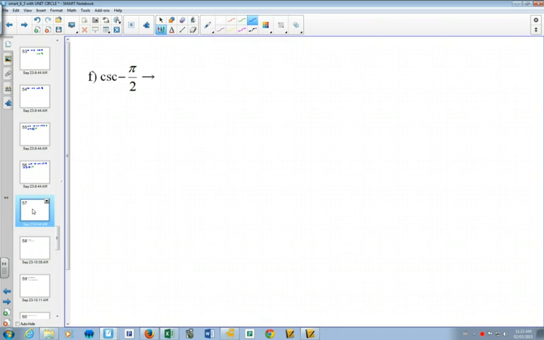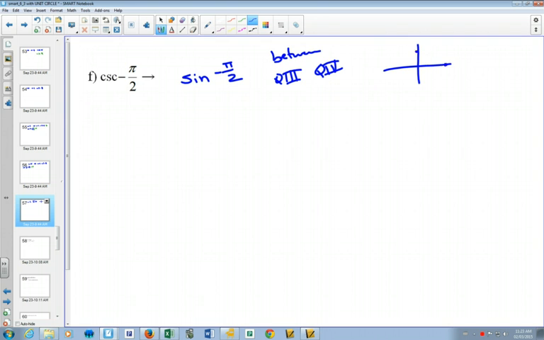Finally, cosecant of negative pi over 2, we're going to think about sine of negative pi over 2. That ends right on the axes family, right? It's between quadrant 3 and quadrant 4. So anytime that we end on our axes family, I really want you to think about the unit circle. You know what the coordinates of those points are on your unit circle.